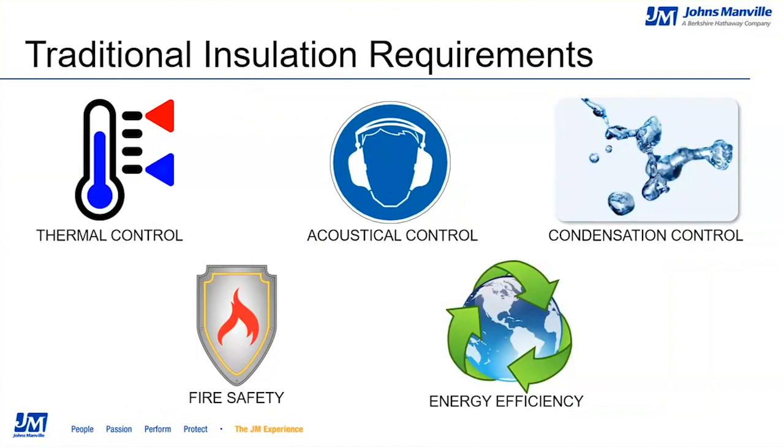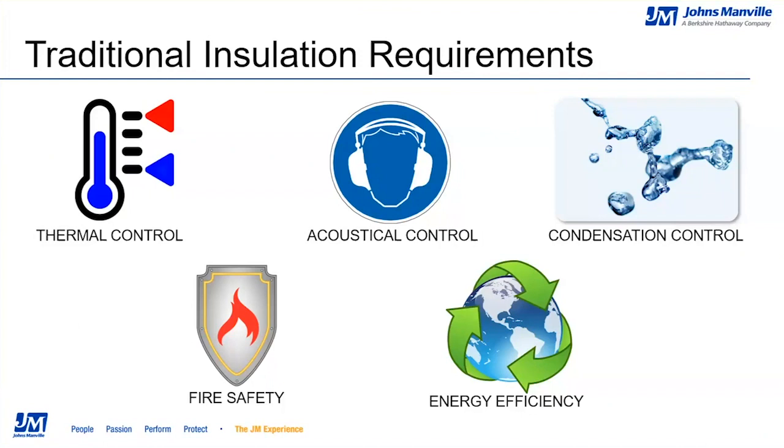Historically, when people have specified insulation, they've been attempting to manage one or all of these components in their system: thermal control, acoustical control, condensation control, fire safety, and energy efficiency. We've already discussed how insulation helps reduce heat flow, and this is especially important, for example, to help keep your home or office interior at the desired temperature while reducing the amount of energy used to heat or cool. We'll be discussing how insulation can be used for acoustical control later in the presentation.